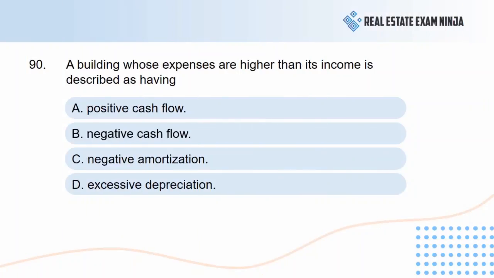Number 90. A building whose expenses are higher than its income is described as having: A, positive cash flow. B, negative cash flow. C, negative amortization. D, excessive depreciation.